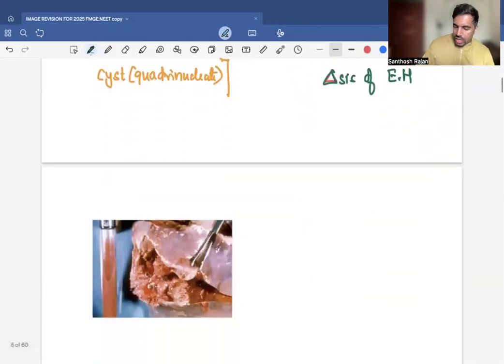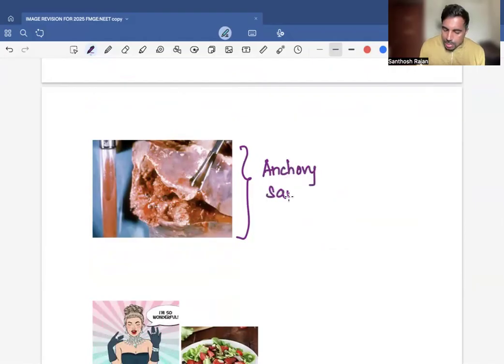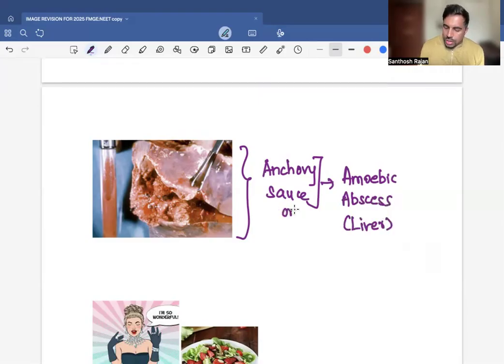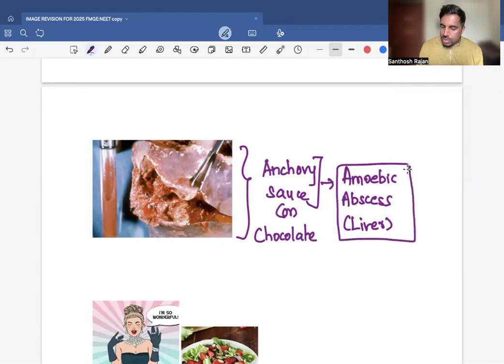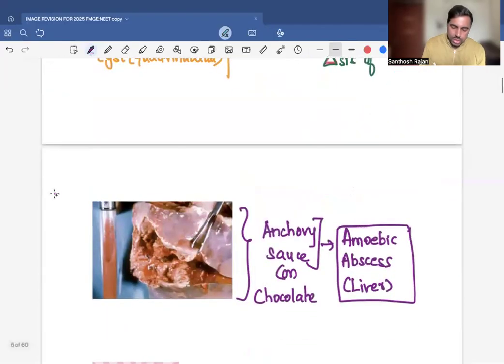Now next one, still the same topic. By seeing the color of the sauce only, you can say what it is: the anchovy sauce. When you see this anchovy sauce-like appearance, the only thing you will be thinking is amoebic abscess, most commonly seen in the liver. Sometimes they can give chocolate sauce also, but all are the same, nothing to confuse. The most common cause of abscess is this one, amoebic abscess, and the liver is the most common site. Don't forget, this can also be another question for you. This is the 13th image.